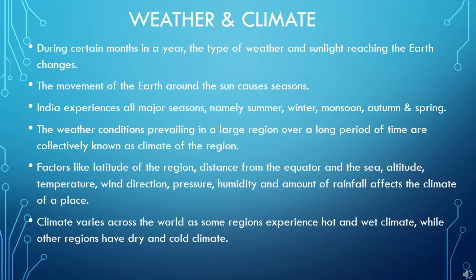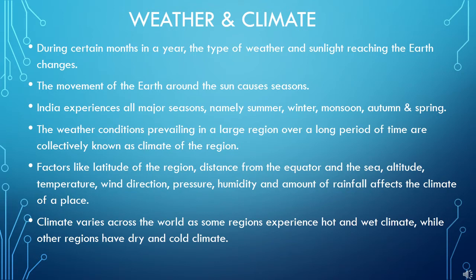The weather conditions prevailing in a large region over a long period of time are collectively known as the climate of that particular place or region. I hope you must have understood the difference between the weather and the climate. I repeat, the climate of a place is the average weather condition over a long period of time. And weather can be defined as the condition of atmosphere over a very short period at a given time or place.